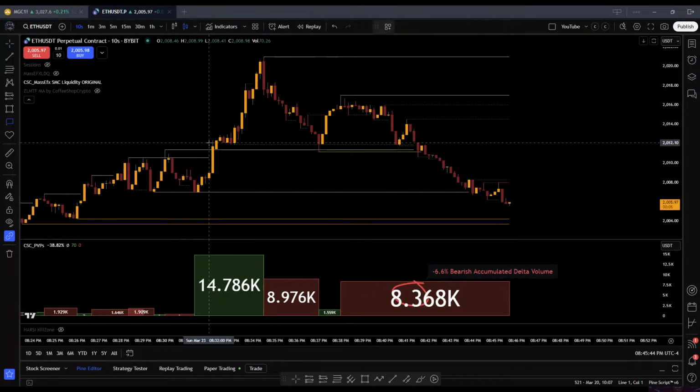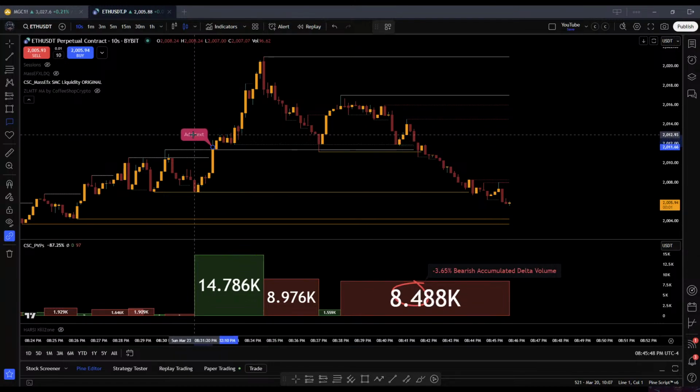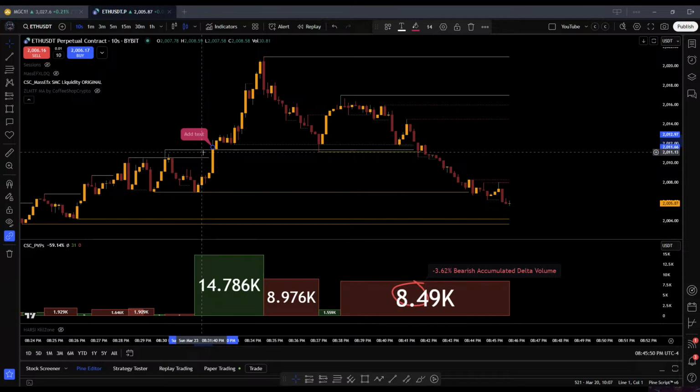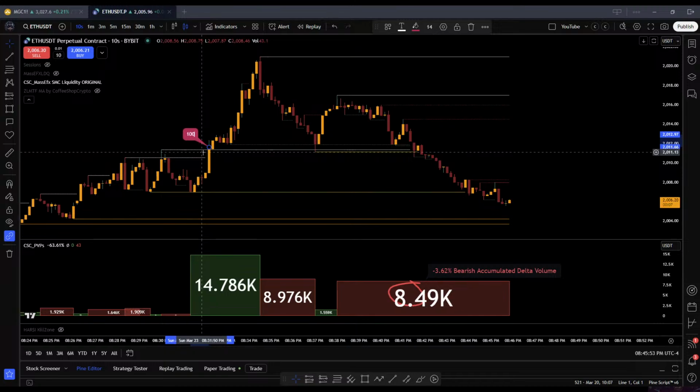There we go. So when you get a break of a pivot, I would like for it to give you a little label, and it will tell you, right?